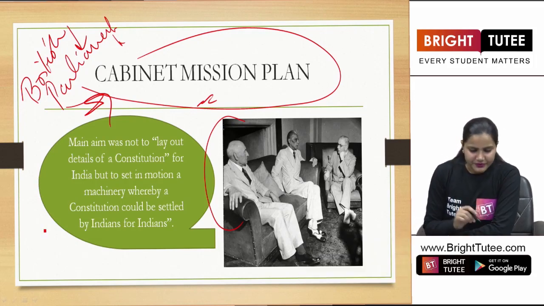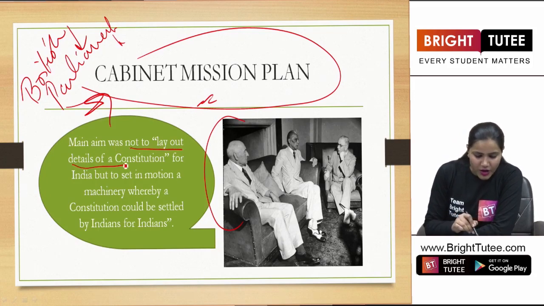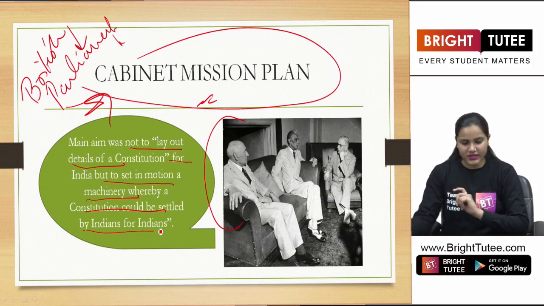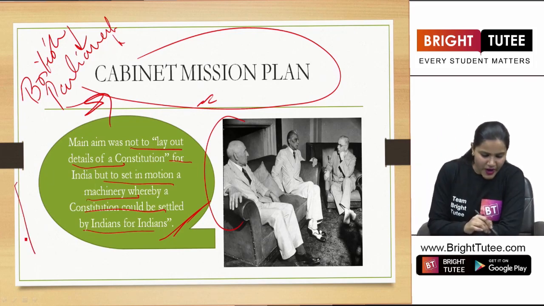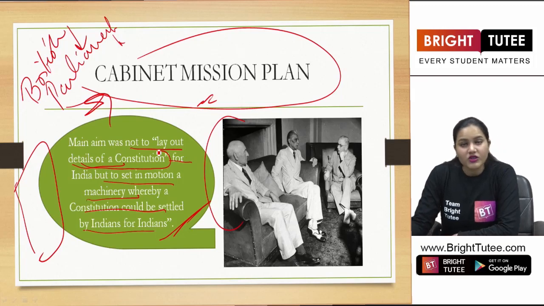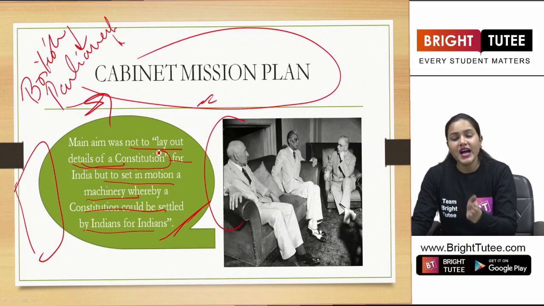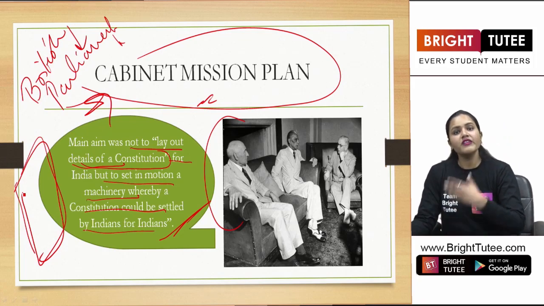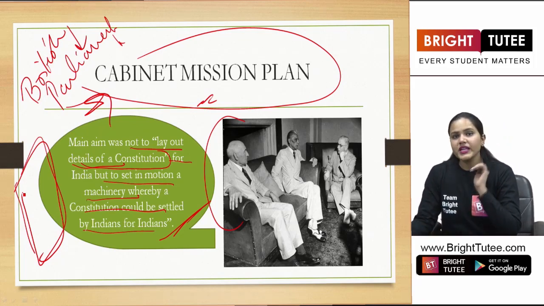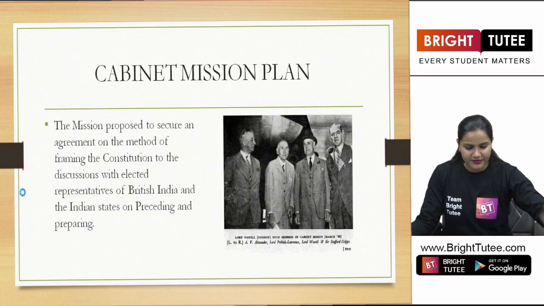So what was the main aim? The main aim was not to lay out the details of a constitution for India, but to set in motion a machinery whereby a constitution could be settled by Indians for Indians. So basically the aim was not to finalize the details of a constitution. But what did they want? They wanted the Indians themselves to draft a constitution for their fellow Indians. This was the main idea of the Cabinet Mission Plan.